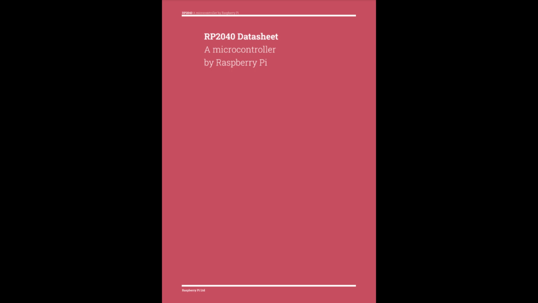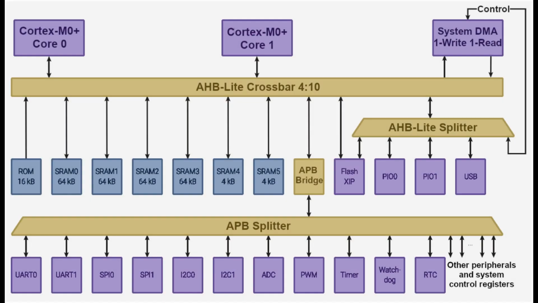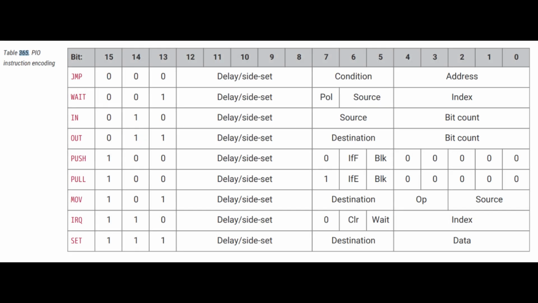As you can see from Figure 4, the PIO is a special high-bandwidth peripheral that shares a port on the advanced high-performance bus of the RP2040. The PIO is programmed using 9 instructions: jump, wait, in, out, push, pull, move, interrupt request, and set. The encoding for these 16-bit instructions are shown in Figure 365.